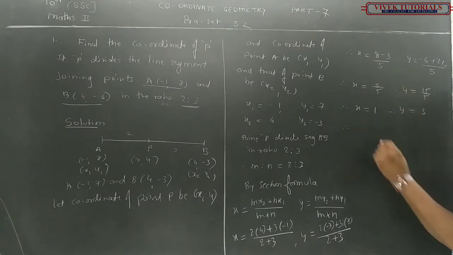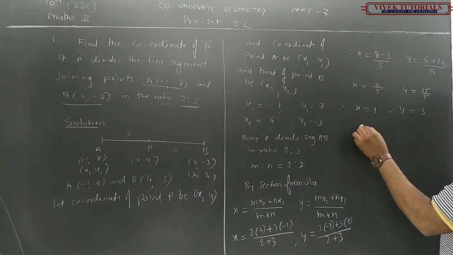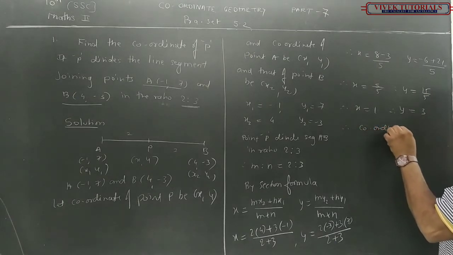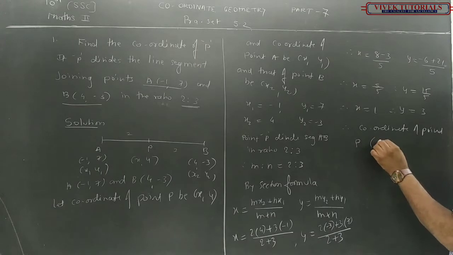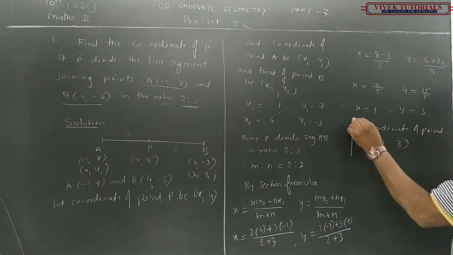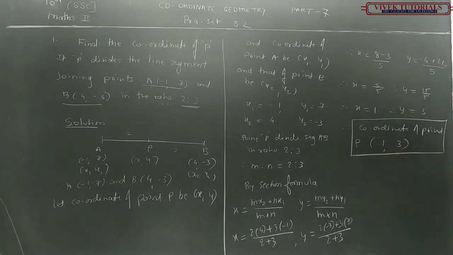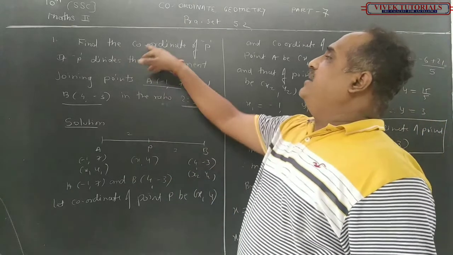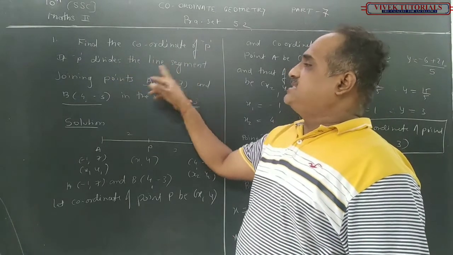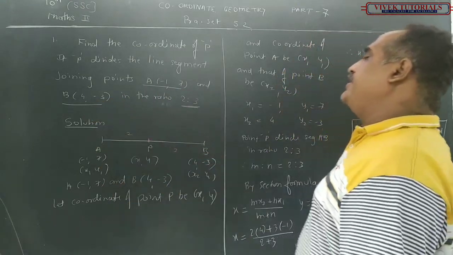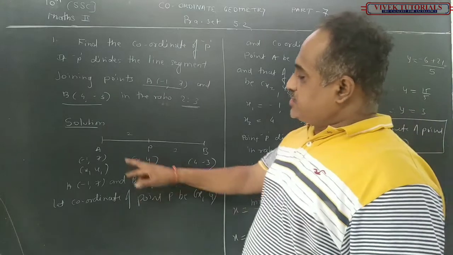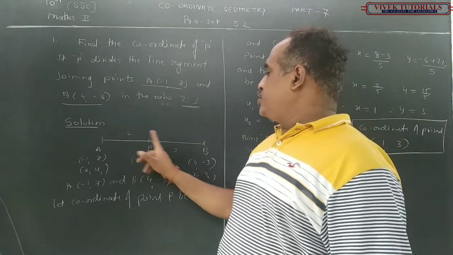Correct? Therefore, what you can say is that the coordinates of point P are (1, 3). This is the final answer for this question. Once again, see, this is a very simple question. Find the coordinates of point P. P divides the line segment joining point A (-1, 7) and B (4, -3) in the ratio 2:3. So P divides the segment in the ratio 2:3.